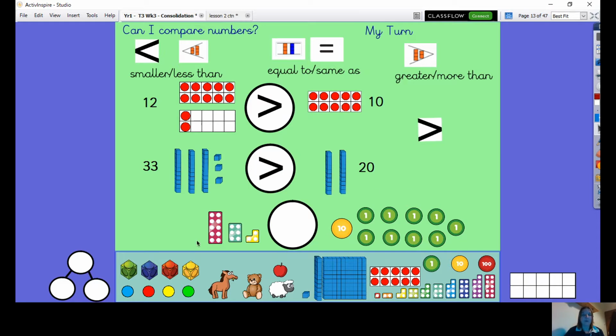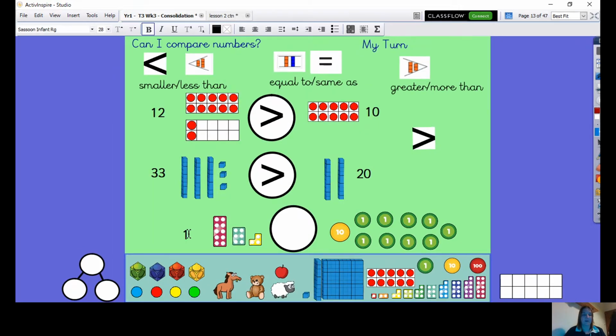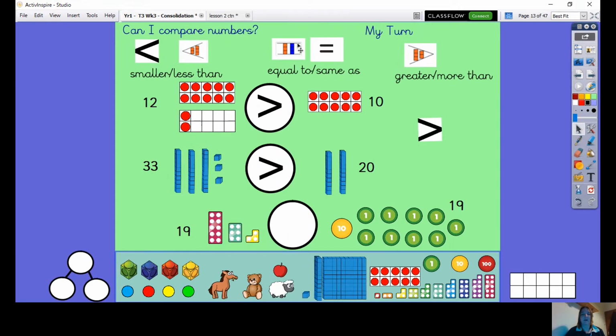Okay. I need to work out what these numbers are. So this is 10, 1, 2, 3, 4, 5, 6, 7, 8, 9, 10. 10 and 6 is 16, 17, 18, 19. So I've got the number 19. And here we've got 10, 11, 12, 13, 14, 15, 16, 17, 18, 19. So although I've used different equipment there, they both make 19. So this side is equal to, the same as, this side.